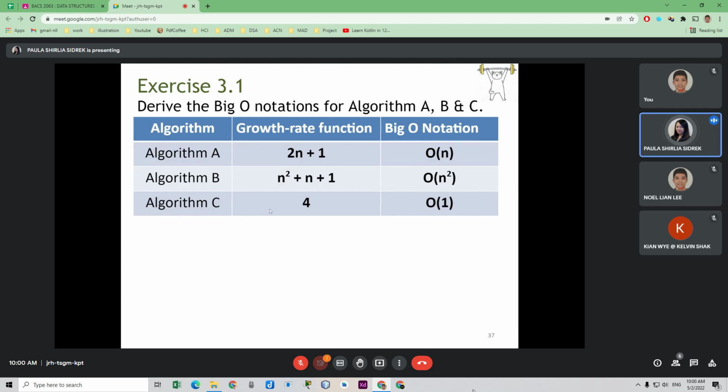For C, you have four operations altogether. Basically, this denotes nothing. You don't have any factor that makes it increase as time goes by, because you only have four operations. That's it. What do you do here? You remove that and then you translate that into constant 1. Therefore, you put O of 1. This big O notation represents what? That the value is constant.